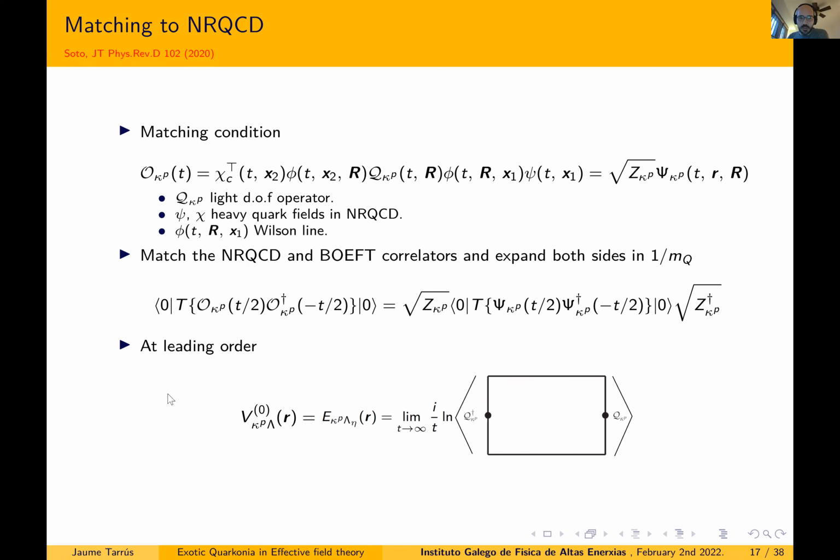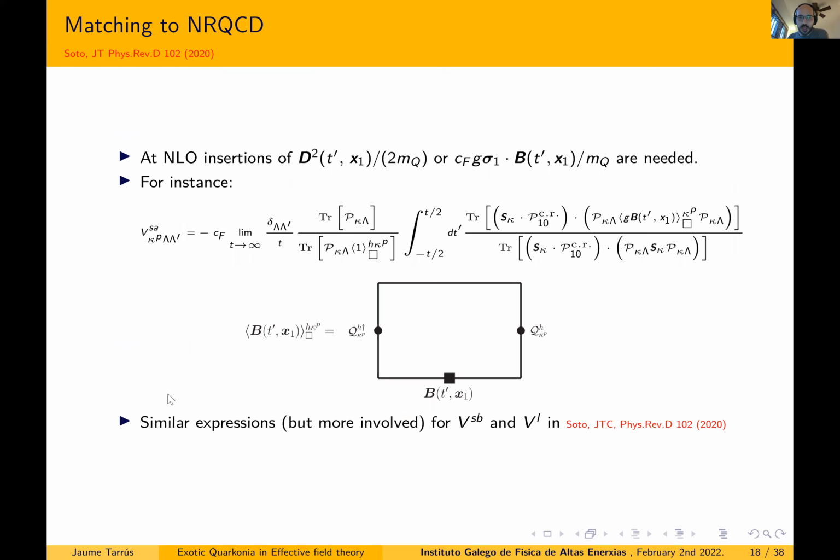And this can also be extended at next to leading order in the heavy quark mass expansion to obtain the spin independent and angular momentum dependent operators that I showed you before. So in this case, one needs to add subleading operators to the propagation of the heavy quarks. For example, for these spin and angular momentum dependent terms, you need to add these two operators here. This is the kinetic term for the heavy quarks, and this is the magnetic coupling.